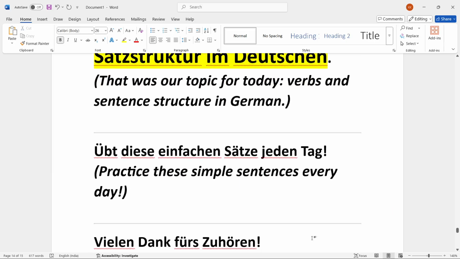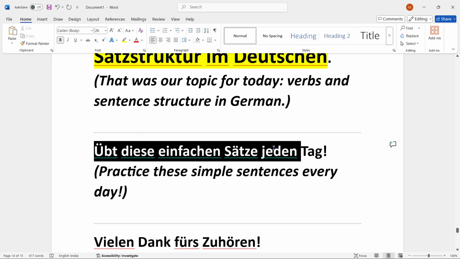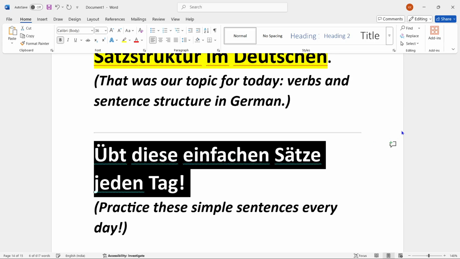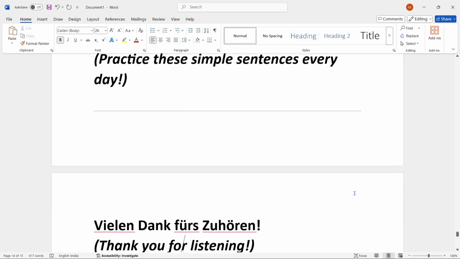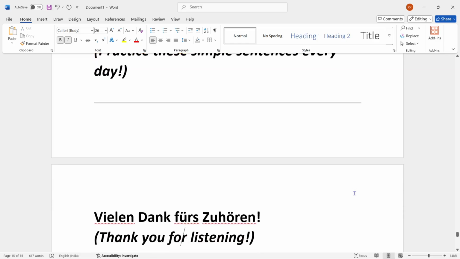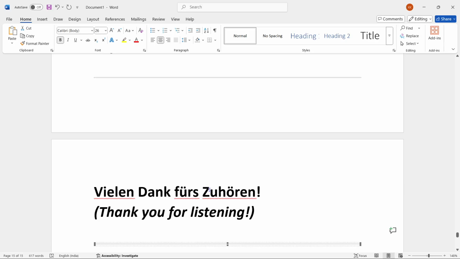Übt diese einfachen Sätze jeden Tag. Okay, don't forget. Jeden Tag means every day. Übt diese einfachen Sätze jeden Tag. Vielen Dank fürs Zuhören. Zuhören means listening.